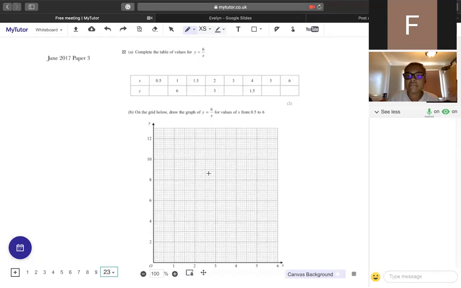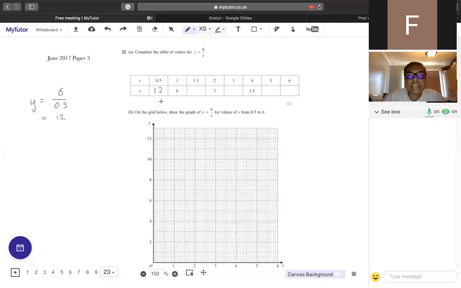So for each x value, what we're going to do is substitute our x's. So we'll do 6 divided by it, and then you can calculate it. And as I said before, these come up in calculator papers. So this one was in paper 3. So let's start with x equals 0.5. So when x is 0.5, you can do 6 divided by 0.5, which would give you 12. So 12 would be your first one.